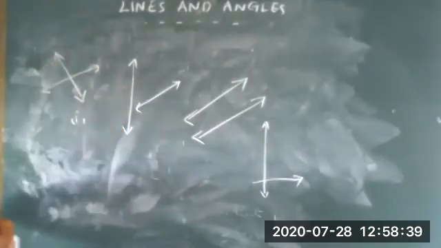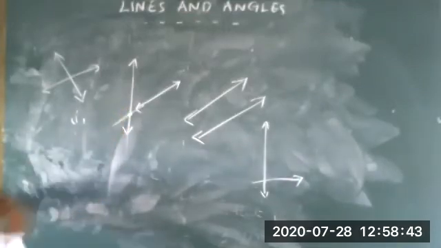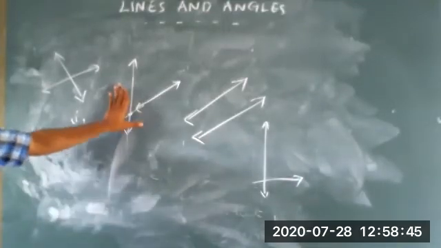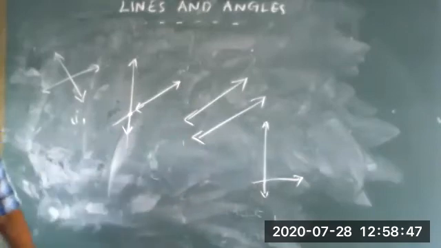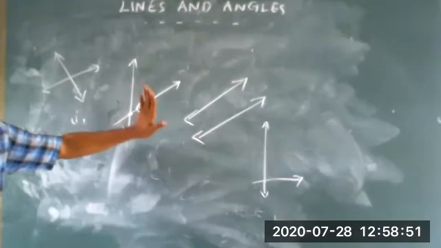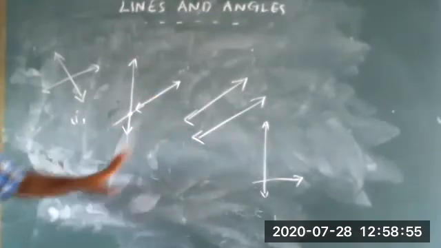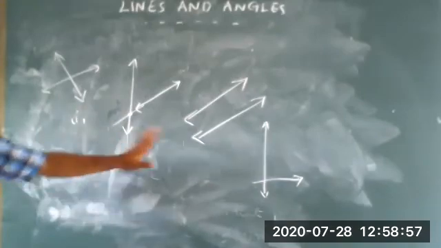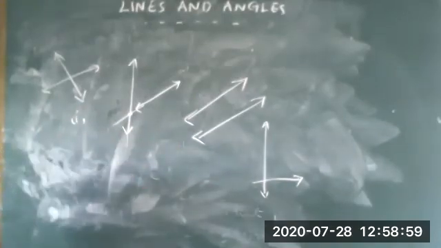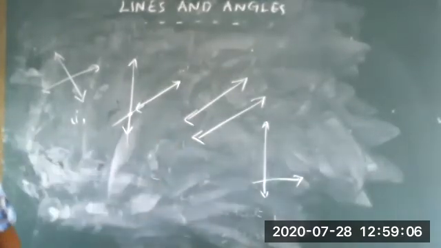The second one, extend it like this. They meet at one point, so these two lines are also intersecting. The fourth one is also intersecting. But the third one is parallel. They do not meet at any point. These two lines are called parallel lines. So the first, second and fourth are intersecting lines, and the third one is not intersecting. This pair is called parallel lines.